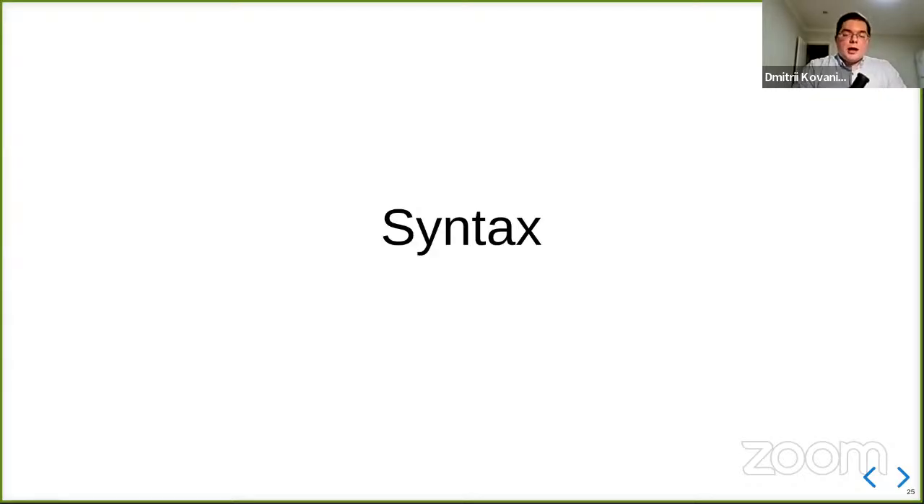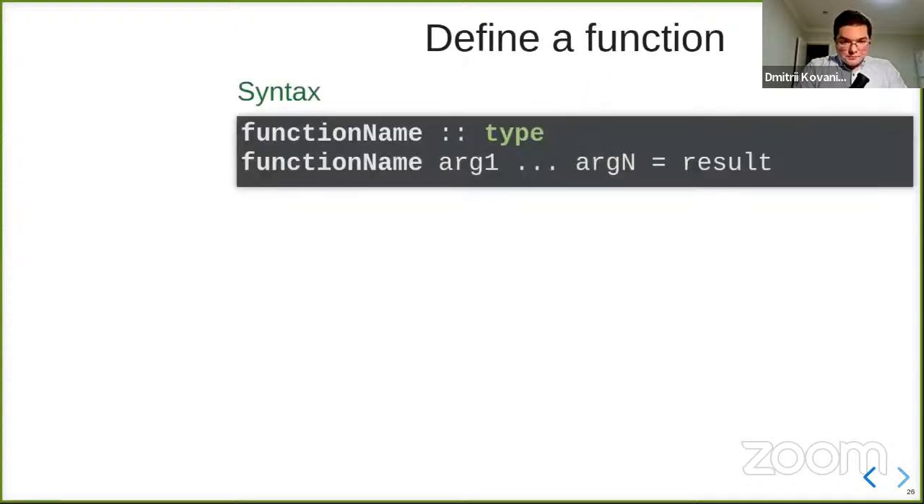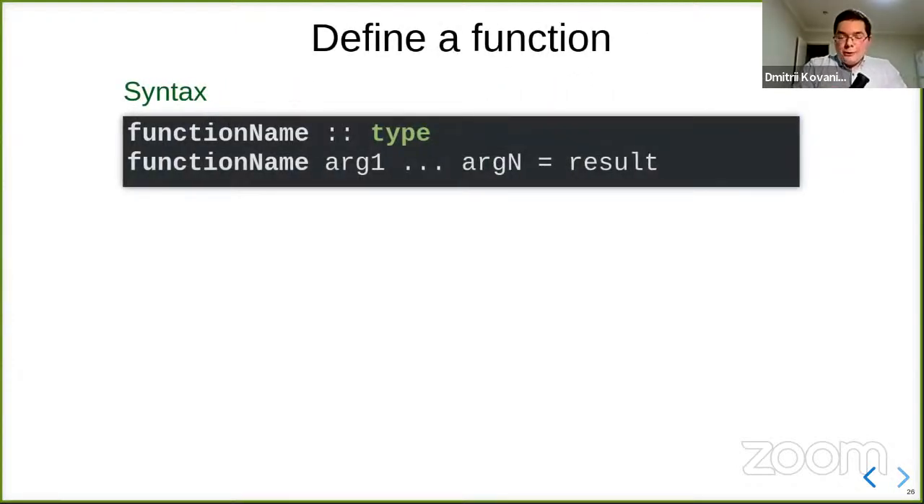So let's create our own functions. Let's start writing our own functions and writing more Haskell. The syntax of defining a function is the following. You write the function name, you write a double colon, and then you write the type of the function. Then on the next line, you write the function name again, and you write as many arguments as you specified in your type. And after the equal sign, you put the result, what the function returns. So you write the name of the function twice.